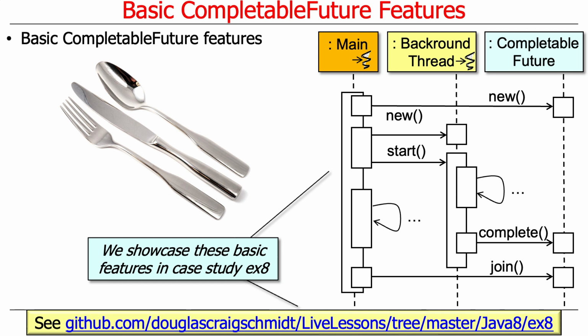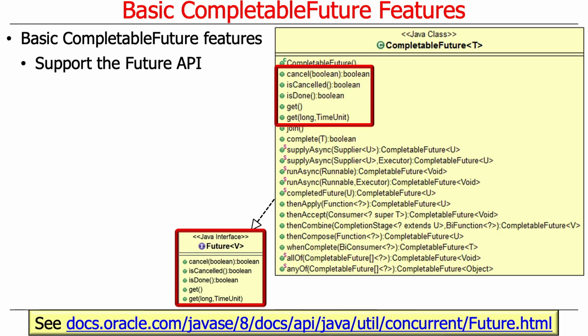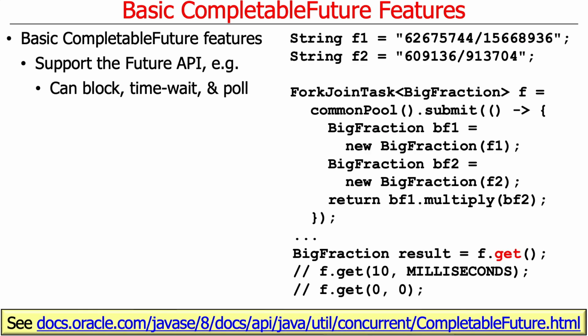I'll both show code throughout this discussion, and I'll also show some interaction diagrams, shown here on the right-hand side. But before we get into the code, let's first quickly recap what CompletableFuture supports with respect to basic features. It supports the so-called Future API. We've seen that before. That's an interface that has been around since Java 5, about 20 years ago.